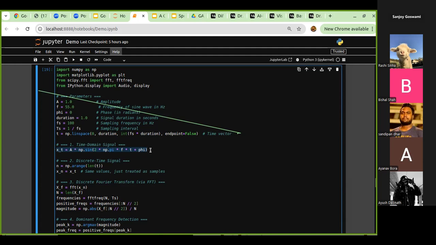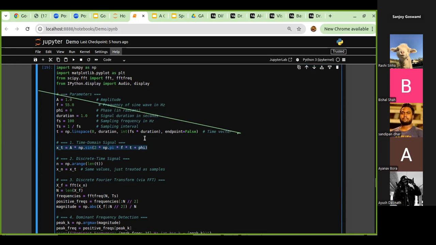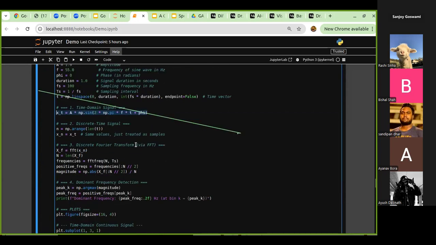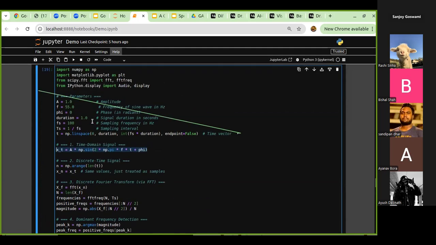So if you use a very high frequency, then we get more cycles within some interval of time, and the frequency becomes higher and higher. Let's take an example. I'm making the frequency very low, like 15.